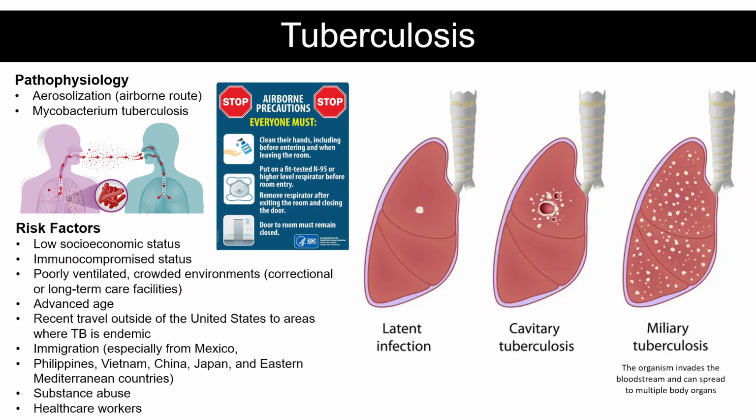The third picture is miliary tuberculosis, and this is when TB essentially spreads out of the lung. It invades the bloodstream and it can spread to other organs, and it can even affect the brain.